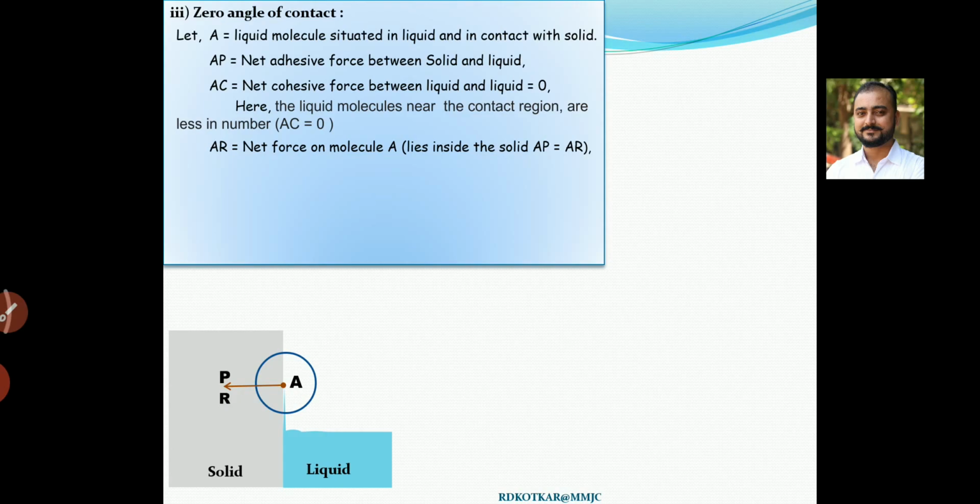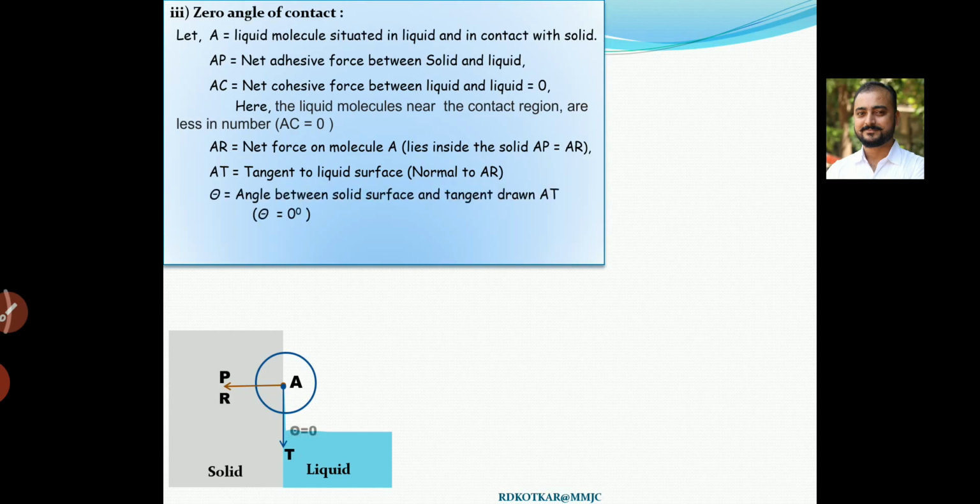You can observe there that AP and AR lie along the same direction. Next is AT. What about AT? AT is the tangent drawn to the liquid surface, and this tangent drawn to the liquid surface is always perpendicular or normal to the resultant force AR, which you can observe in the figure. That is AT, which shows the tangent normal to the resultant force AR.